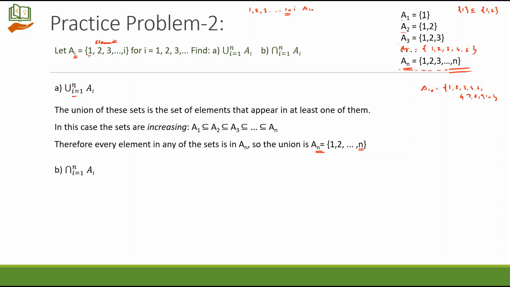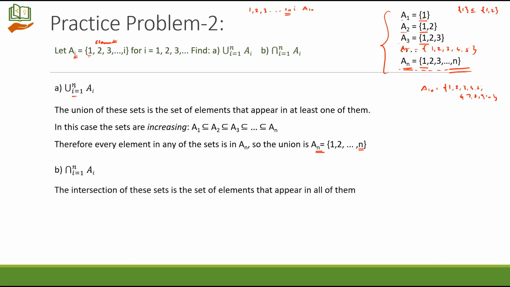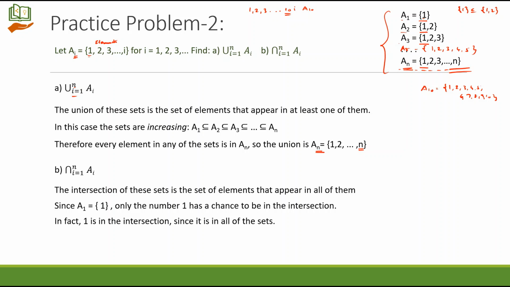What about intersection? Now when you consider the same sets, what number can you find in all the sets together? 1 is present in all the sets. So just by looking at these sets, you can find 1 is the intersecting element. The intersection of these sets is the set of elements that appear in all of them. Since A1 is equal to {1}, only the number 1 has a chance to be in the intersection. In fact, 1 is the intersection since it is in all of the sets. So A1 has the element 1 and that will be the intersection.